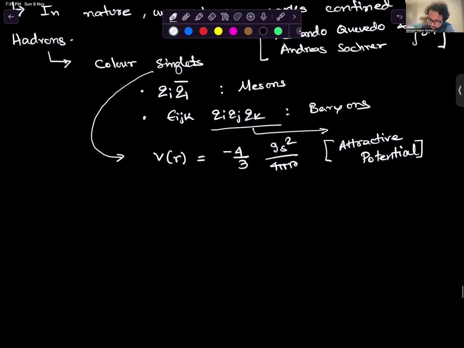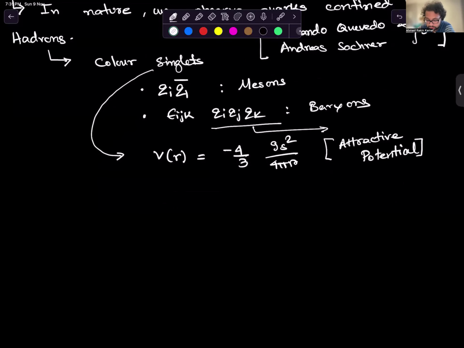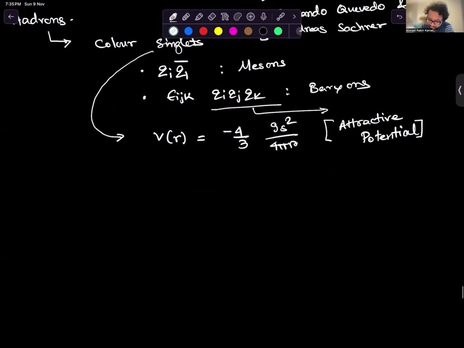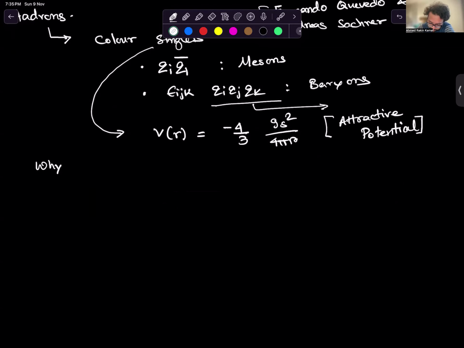So as I was saying, these color singlets are bound states of quarks, and they give rise to an attractive potential. And this kind of explains why we do not see quarks freely, because they are always in a bound state.